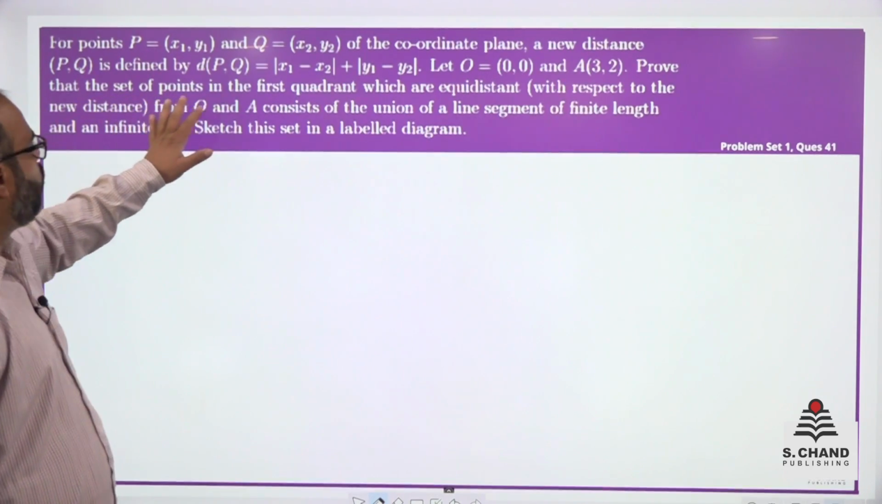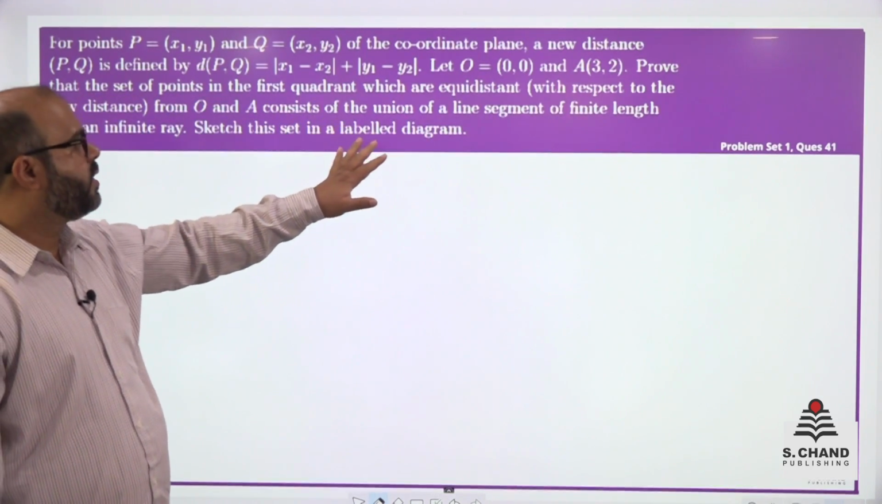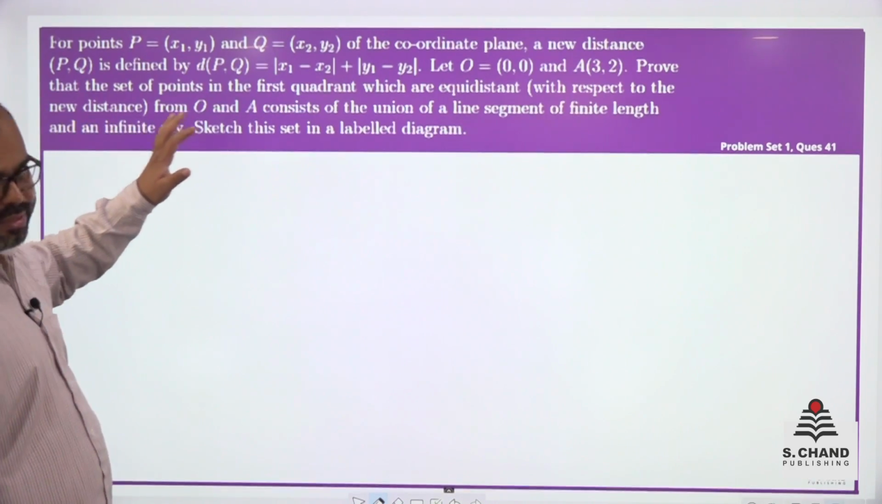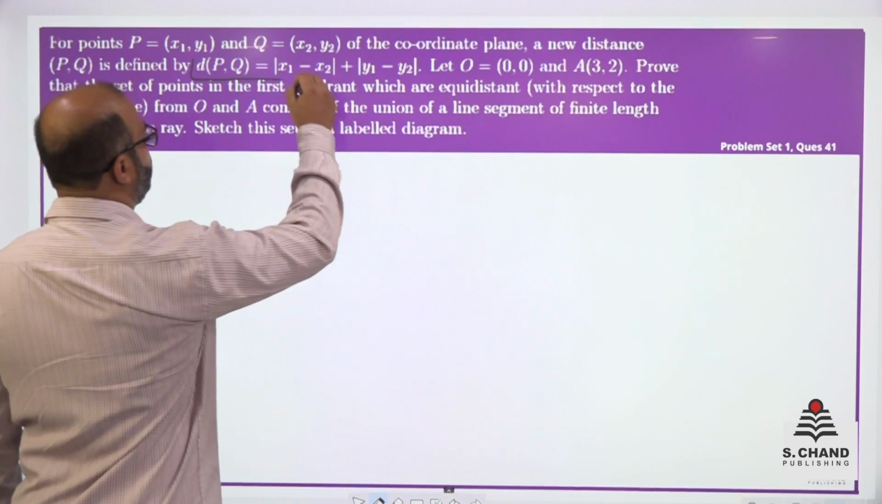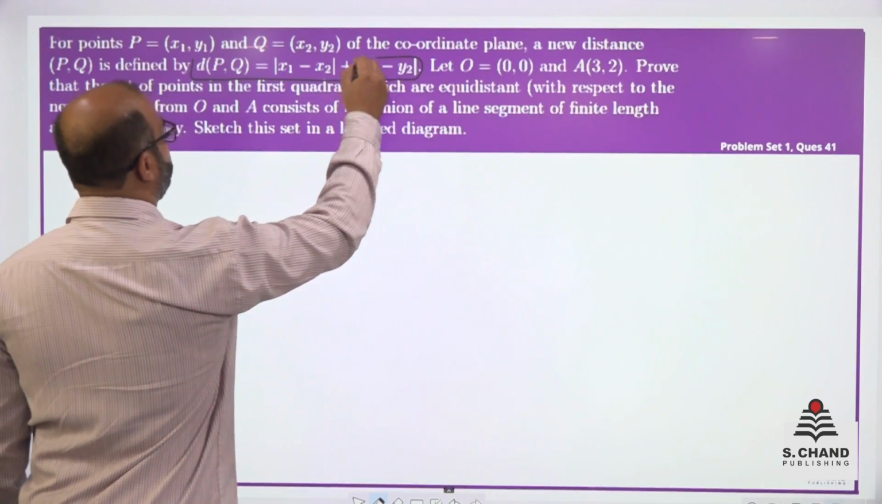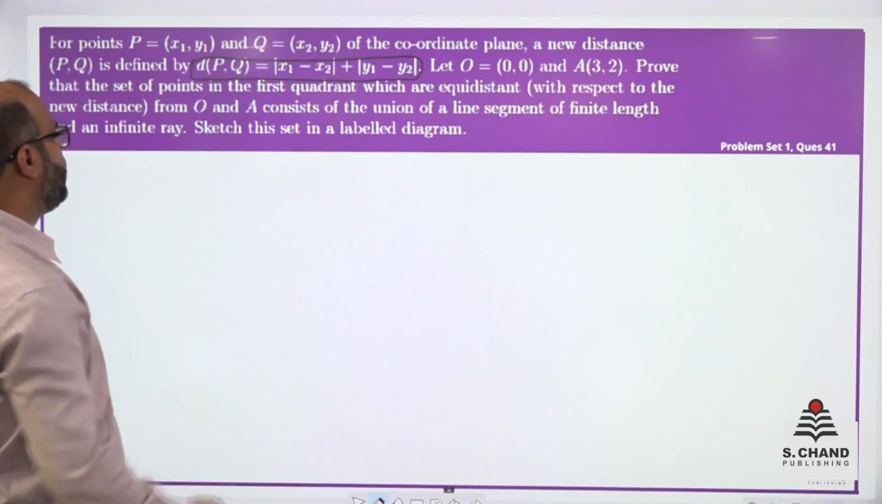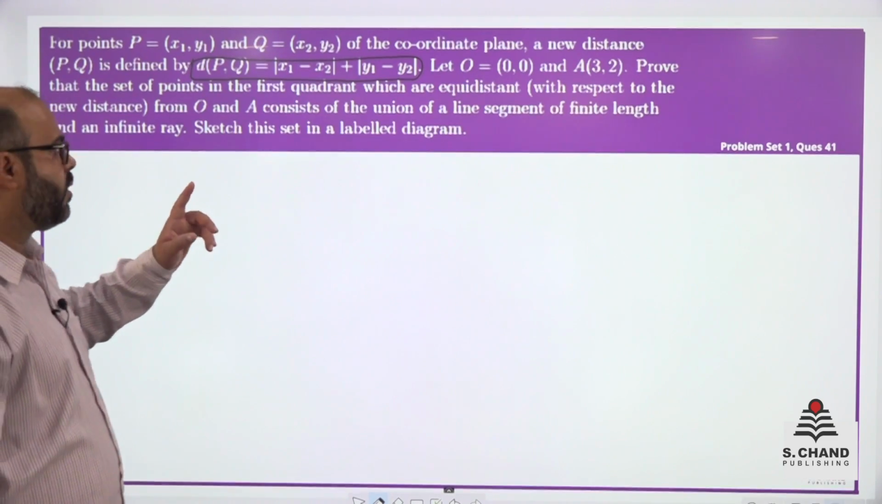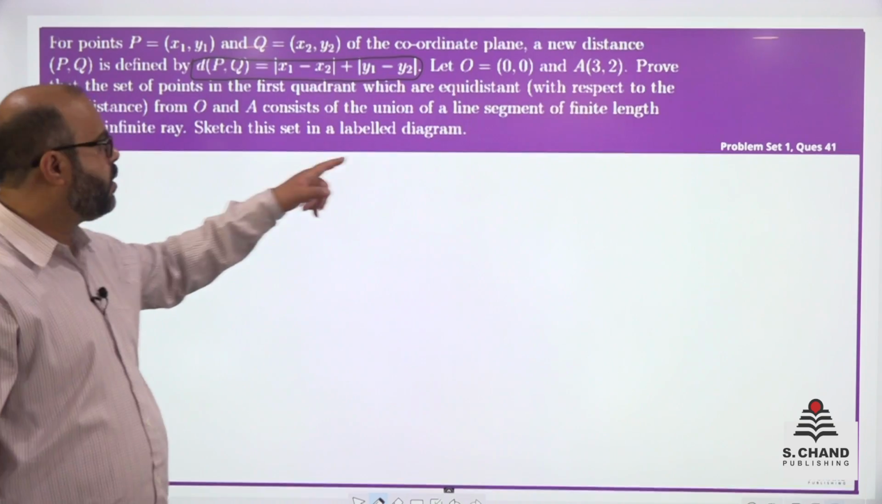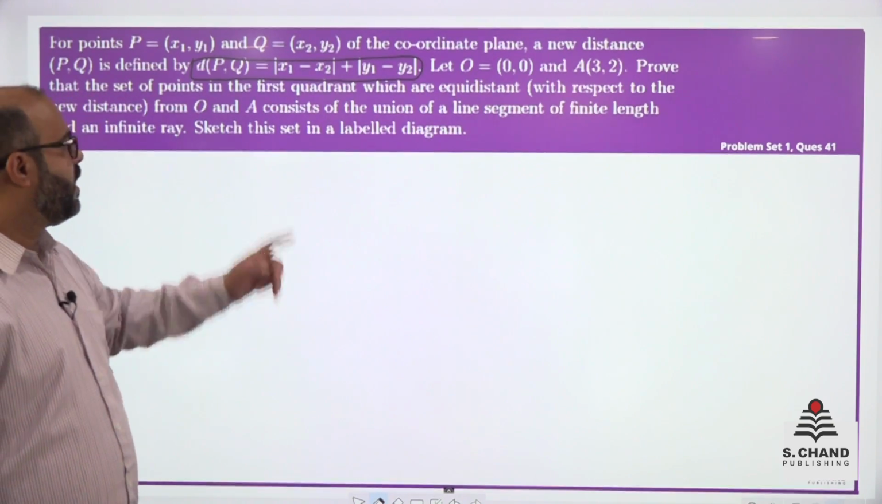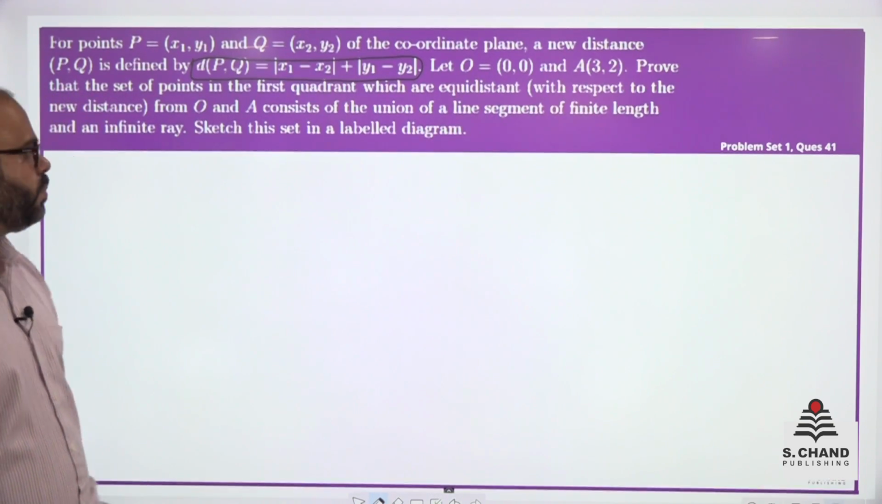Prove that the set of points in the first quadrant which are equidistant from O and A with respect to the new distance consists of the union of a line segment of finite length and an infinite ray. This is how we are defining the new distance, not the old distance which we usually study by Pythagoras theorem. Sketch this set in a labeled diagram.